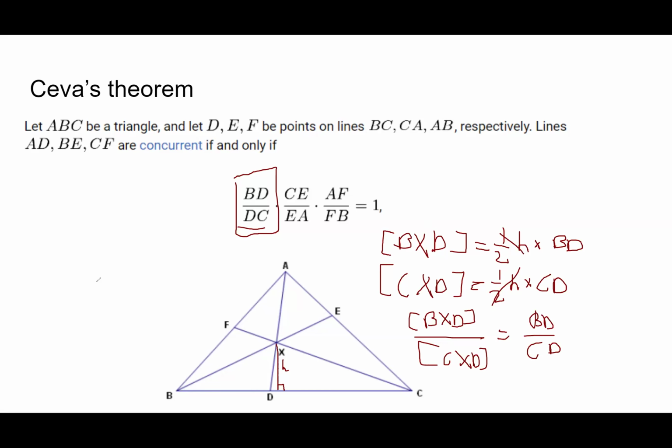Similarly, you can do the same thing for this big triangle here, ABD and ACD. If you repeat the same process, you'll get that BD over CD equals the area of ABD over the area of ACD.